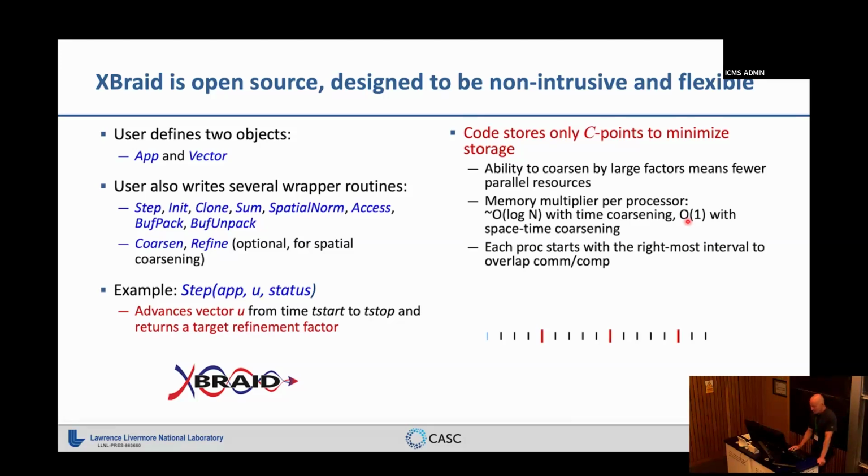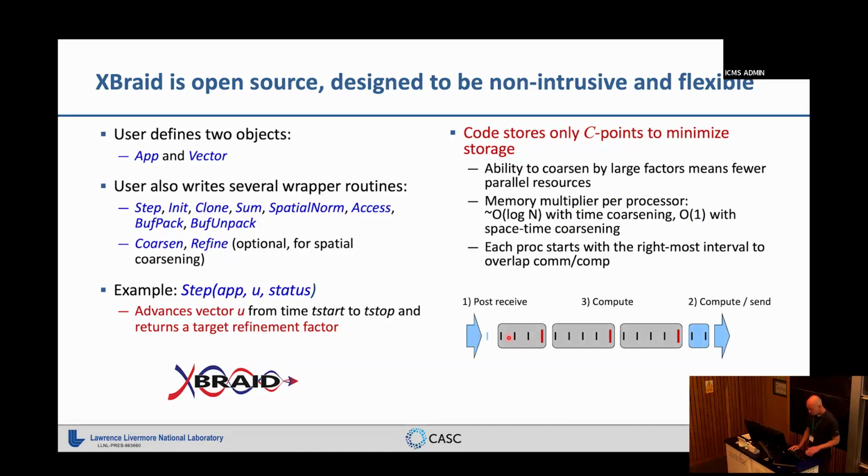And then we also try to do fancy things inside the code where we overlap communication and computation. So this is, say, a window of the time interval that one processor owns. The first thing you do is post a receive to the left, do some computations on the right and some to the right. And then while you're waiting for that communication to finish, you do some computations in the middle. And then, when it finishes, you can do this leftmost computation to finish up. And all the kernels in XBraid are designed this way.